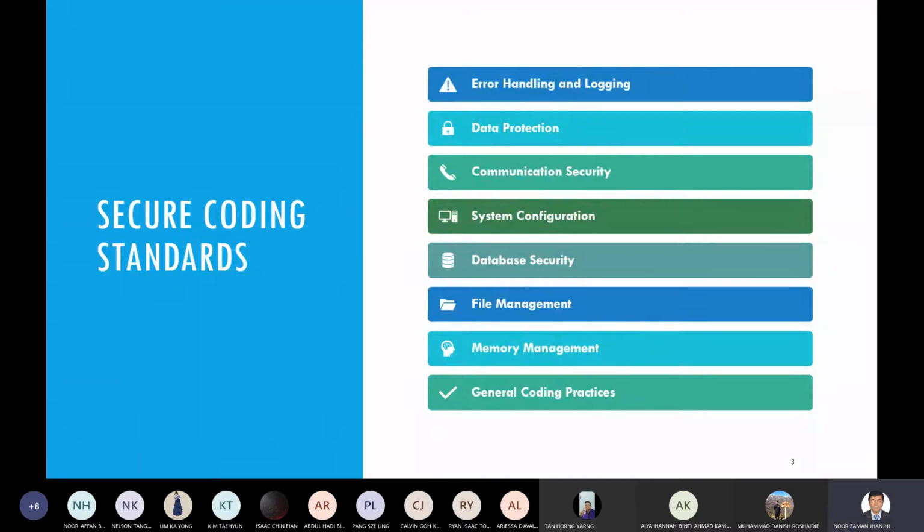We can see how we handle error handling and logging with the help of code. How do we see data protection? What does data protection mean? Here, it means the data contained in our software for which we are writing our code. How are we managing or taking care of communication security, and what are the system configurations, database security, file management, memory management, and general coding practices?